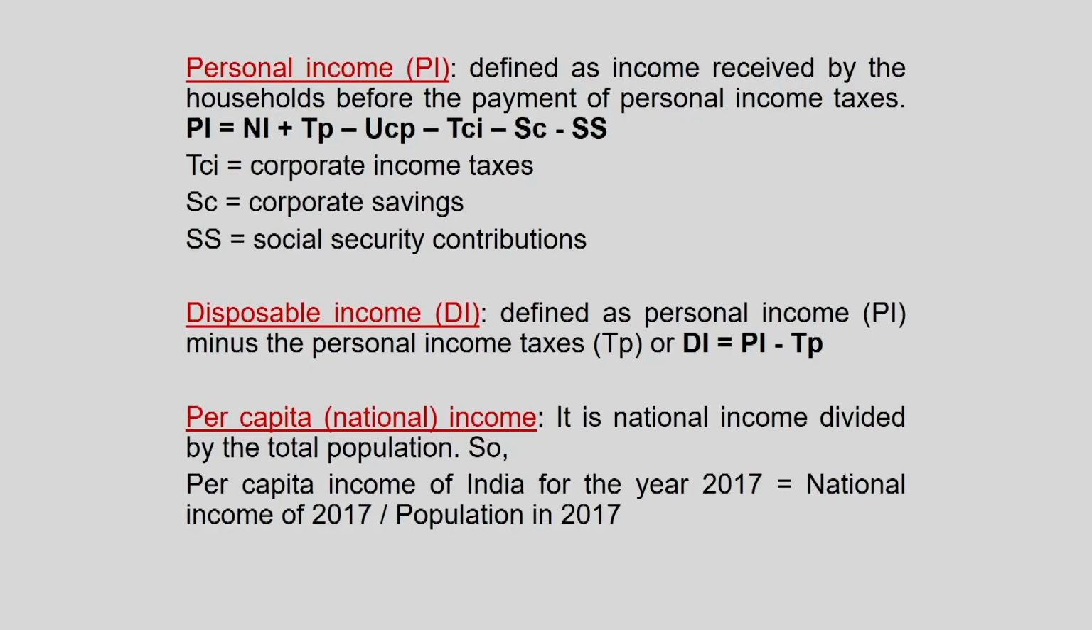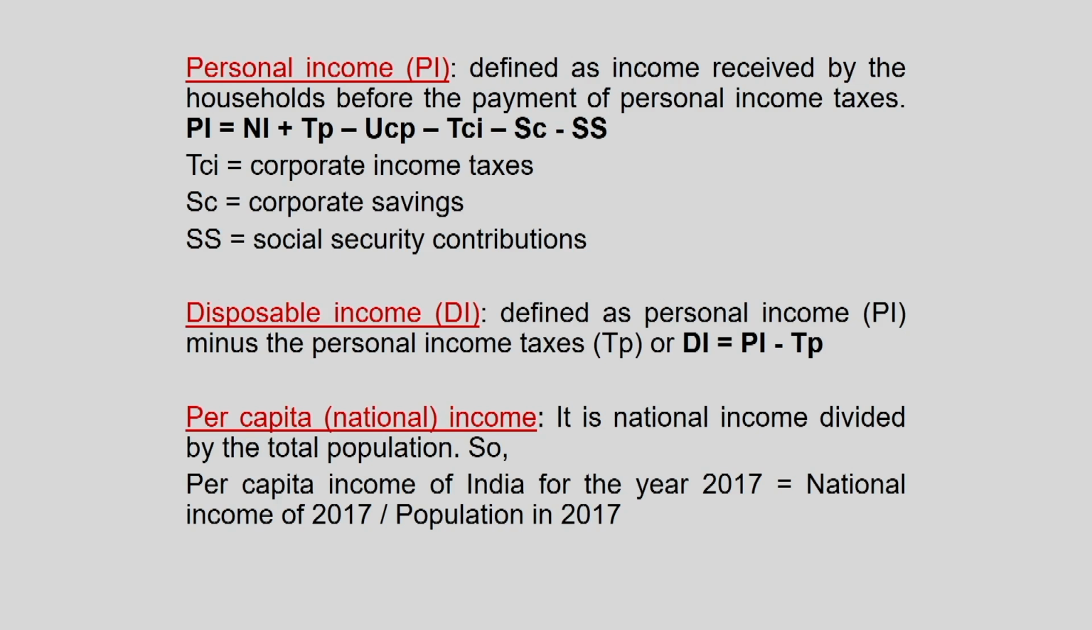Personal income is defined as the income received by the households before the payment of personal income taxes. From the national income, undivided corporate profits, corporate income taxes, corporate savings and social security contributions made by individuals are deducted, and the transfer payments are added since they increase the income of individuals.